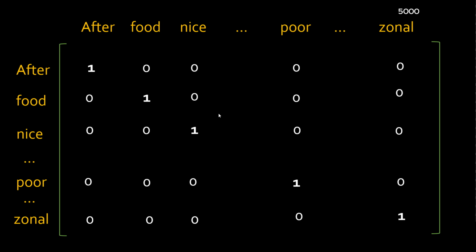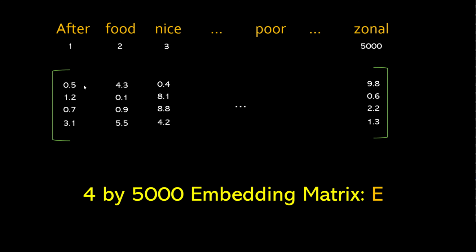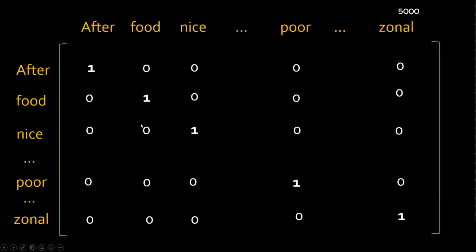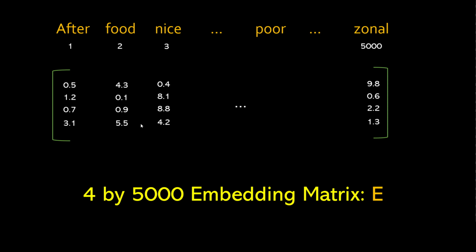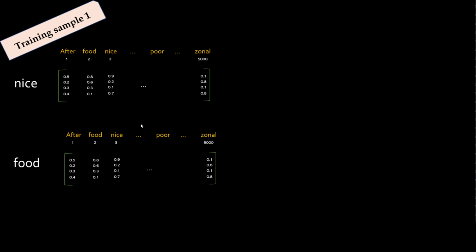So now you start training your neural network. You take your first training sample, just to keep this simple. I'm saying my review is only 2 words, "nice food". Actually it will be long, like 20, 30, 40 words. Then you come up with random weights in your embedding matrix. This embedding matrix is that 4 by 5000. Let me show you. It is this matrix. Don't confuse it with this one hot encoded vector. So you want to compute this matrix. Initially you will come up with some random weights.